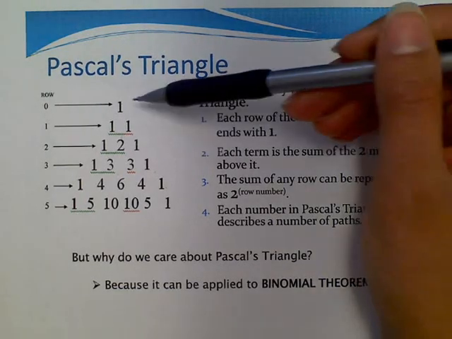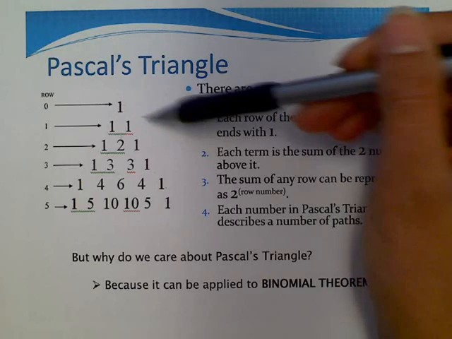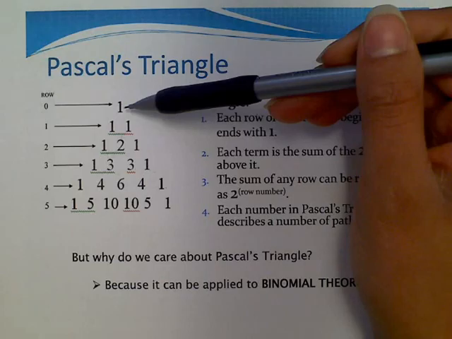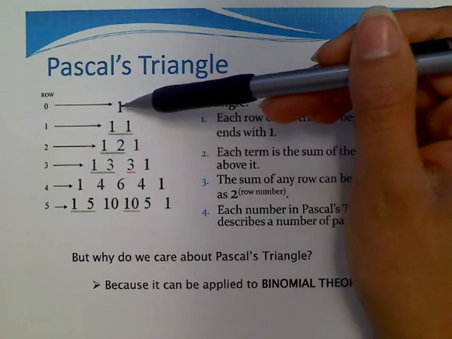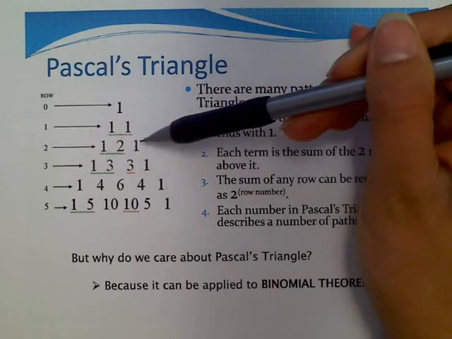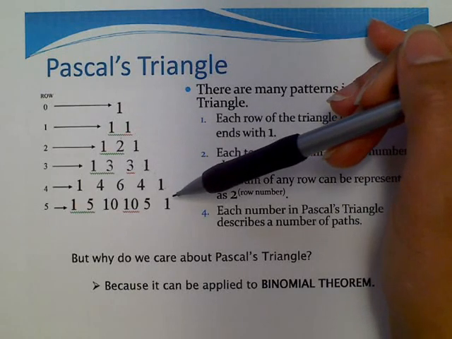One of the things I want you to notice is that in Pascal's triangle, there is one more term in each of the following rows than there was in the previous row. So in row 0, there's only one term. In row 1, there are 2 terms. In row 2, there are 3 terms. In row 3, 4 terms, and so on.